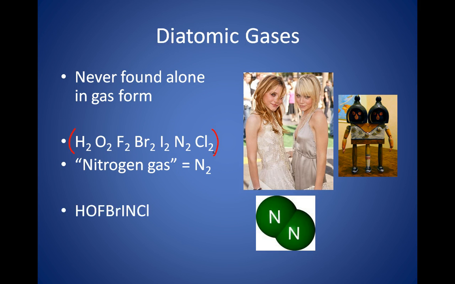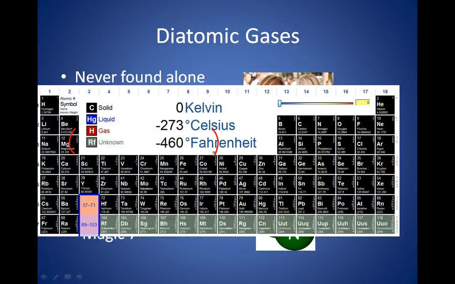So you can remember Hofbrinkel, or there are other ways to rearrange that as an acronym, or you could talk about the magic 7 on the periodic table. If you look at your periodic table and find where these Hofbrinkels are, H is over here on the left. H, O, F, Br, I, N, and Cl. Most of them, except for hydrogen, which is weird, form a 7 on the periodic table. So you could just memorize that, or you could memorize Hofbrinkel.